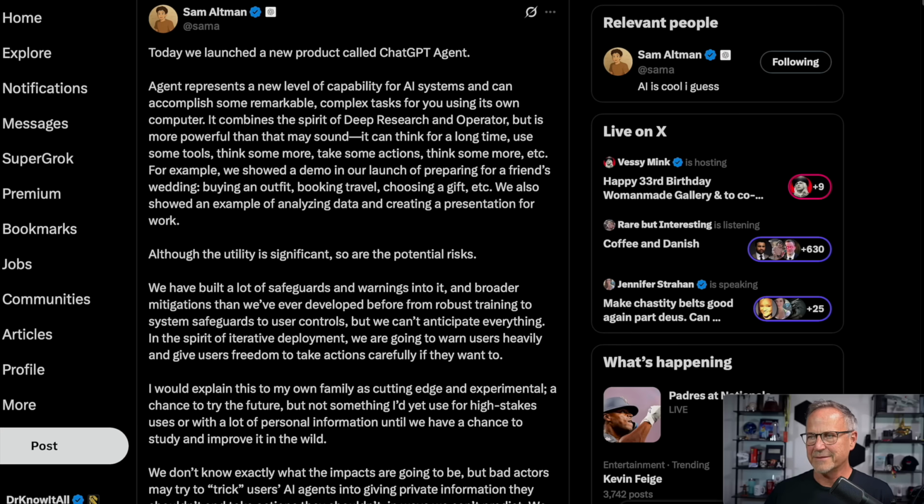So anyway, as Sam said, it can think for a long time, use some tools. In other words, it has calculators, programmability, things like that. Think some more, take some actions, think some more, etc. For example, we showed a demo in our launch of preparing for a friend's wedding, buying an outfit, booking travel, choosing a gift, etc. So those are a lot of long horizon tasks. We also showed an example of analyzing data and creating a presentation for work.